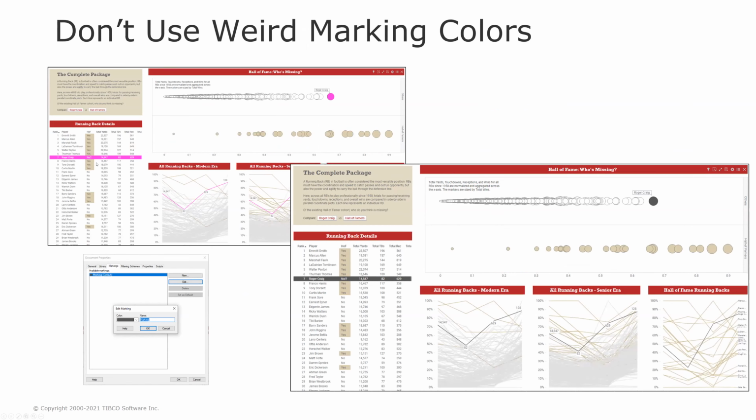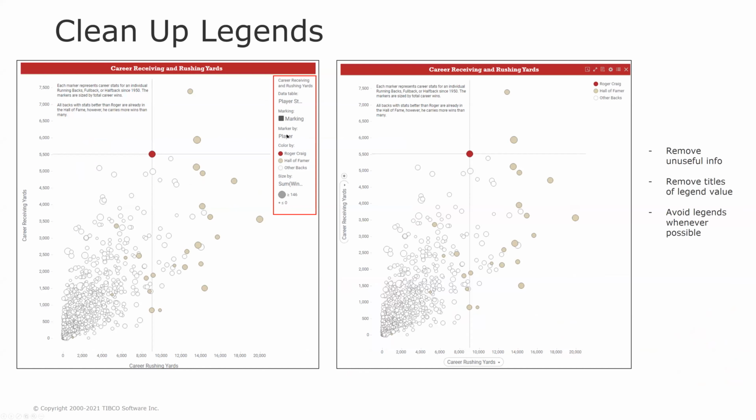Try not to use weird marking colors. You can see this pink here stands out. I used a subtle gray, and that isn't so jarring. There are other obvious things like clean up your legends, remove unuseful information, remove titles, and you can also avoid legends when possible to clean up space.